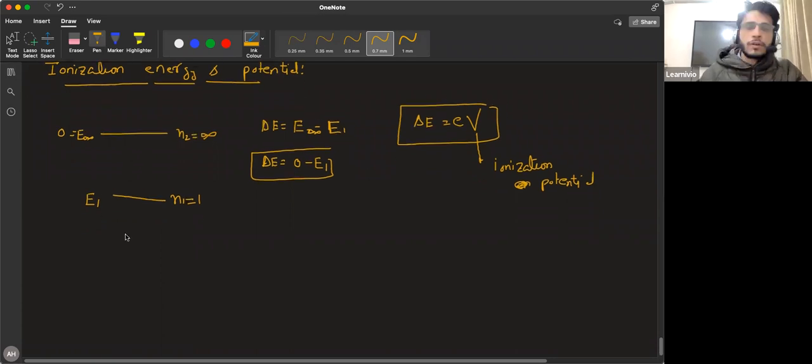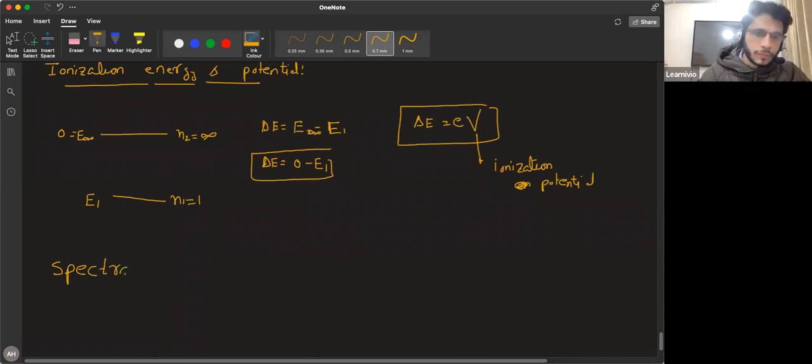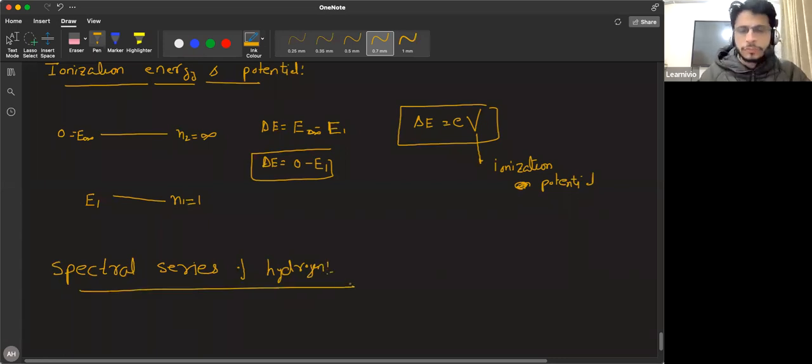Okay, the last part of atomic structure is the spectral series of hydrogen. So, Sakina, when does an atom emit radiation? If I take an atom, in which type of transition will it emit radiation?